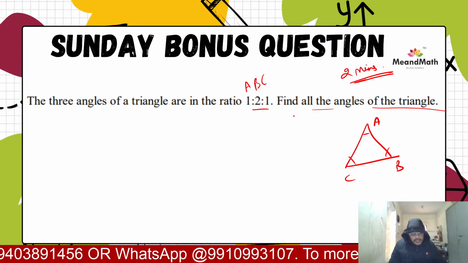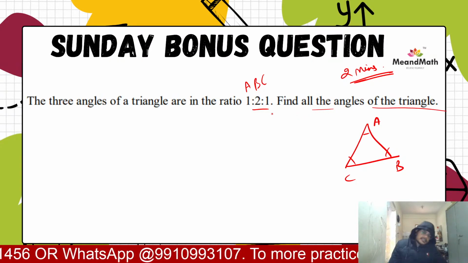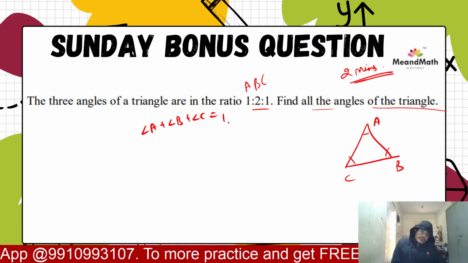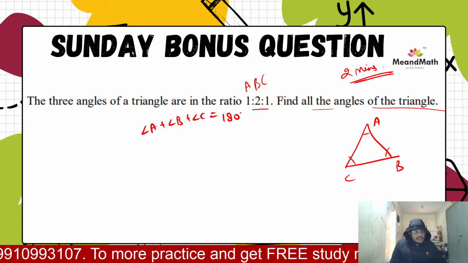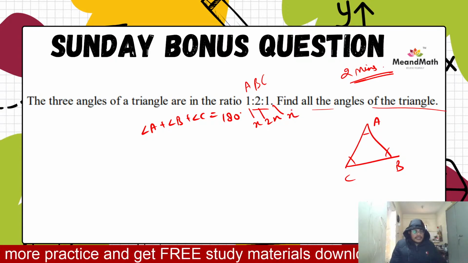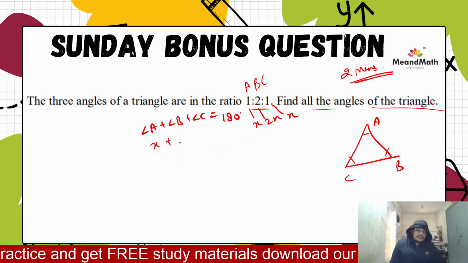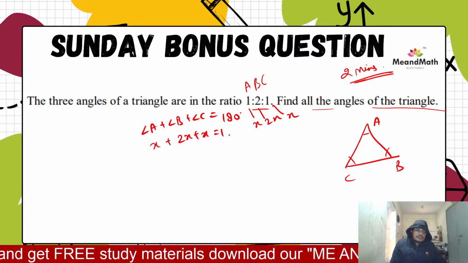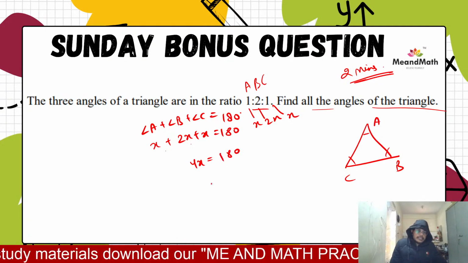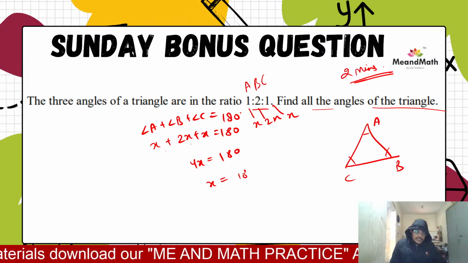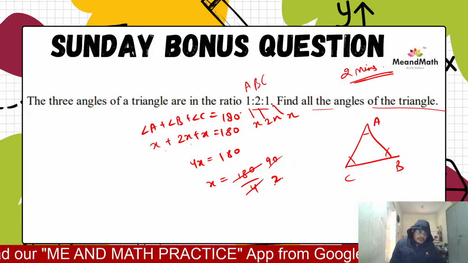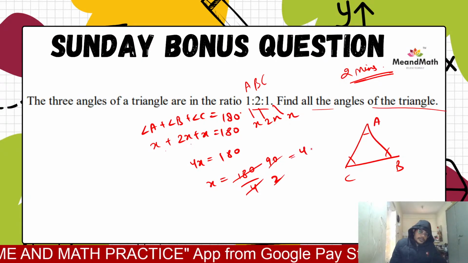So first, what is the angle sum property of a triangle? It says that angle A plus angle B plus angle C should equal 180 degrees. Now these are in this ratio. Let's say this is x, then this should be 2x, and this would again be x. Put the values here. 4x should be equal to 180. The x value should be 180 over 4, 90 over 2. Again, this should be 45.